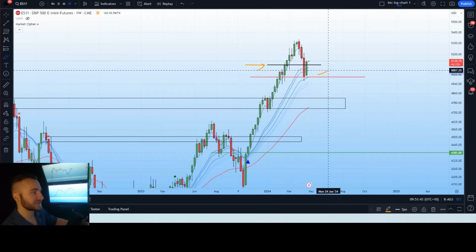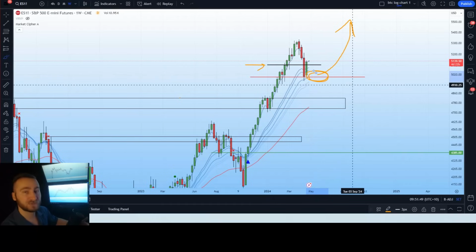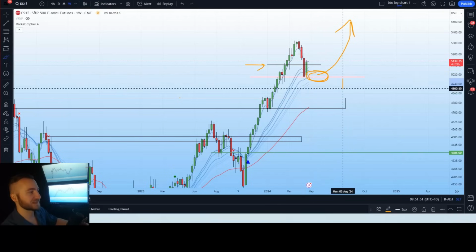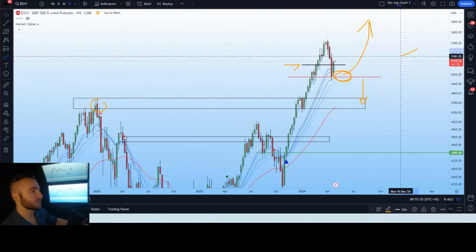We are still expecting macro continuations upwards, provided our 5,000 level is able to hold. If we do drop below 5,000, that is when we expect our macro corrections to our prior 2021 highs. Our bullish scenario is very much still in play.